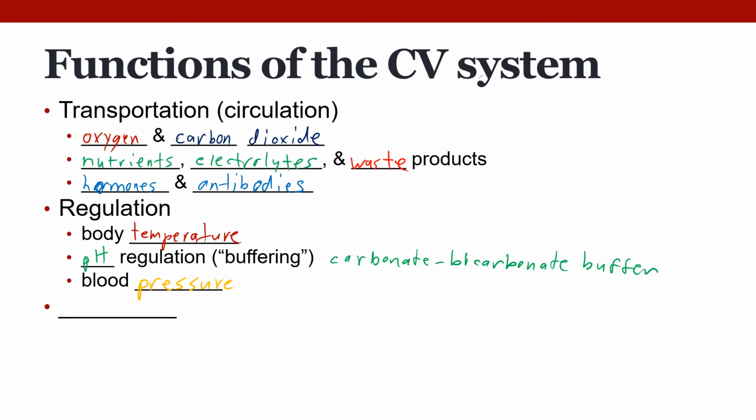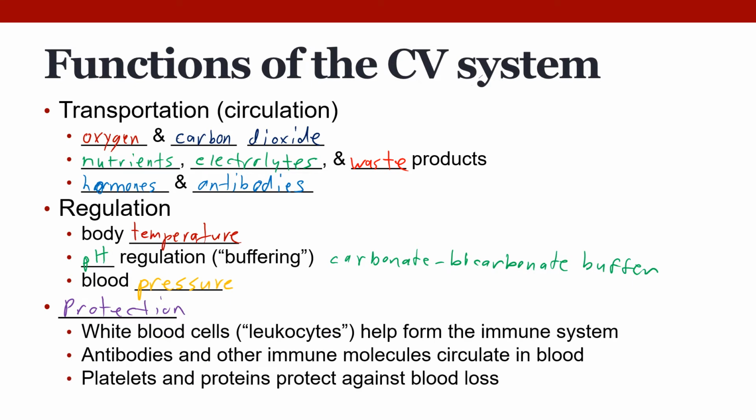Finally, there is one other function of the cardiovascular system, and that is protection. White blood cells or leukocytes help form the immune system. Antibodies and other immune molecules that circulate in the blood also constitute the immune system. And then platelets and proteins called clotting factors protect against blood loss. We'll talk a lot about the protection against blood loss, known as hemostasis, stop the bleeding in Latin, later. Actually, that'll be talked about in the next chapter on blood.